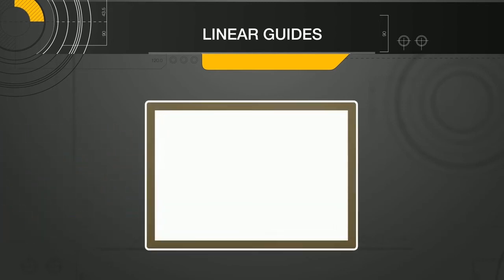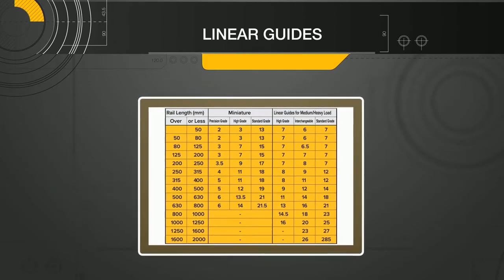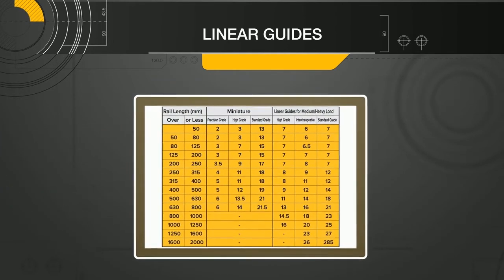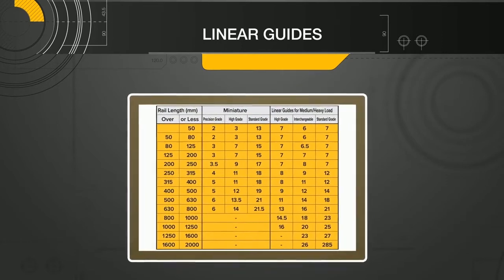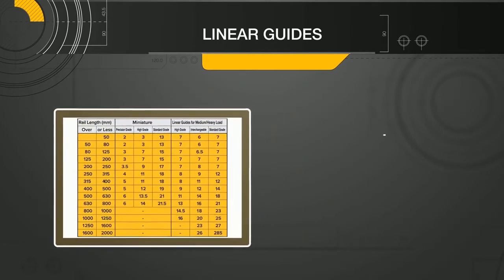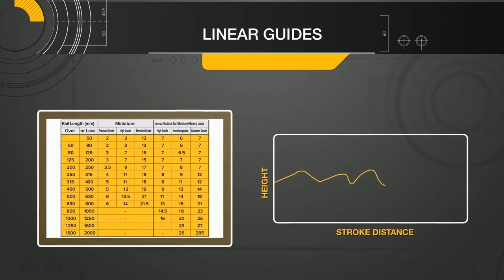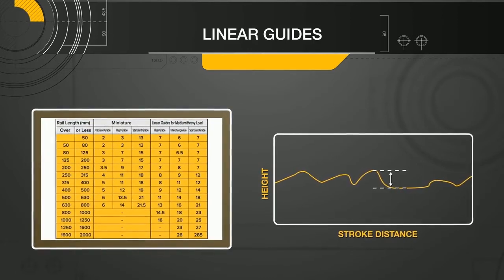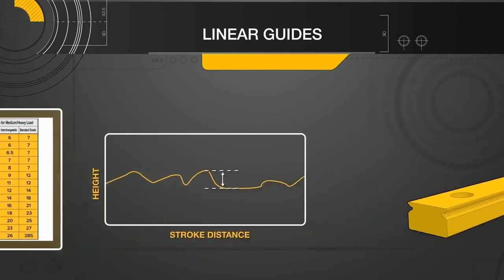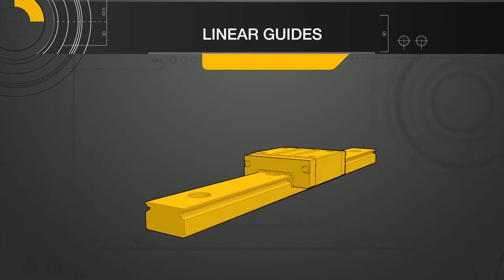The running parallelism will be listed in the maximum allowable variance between the datum surfaces with the value dependent on the accuracy grade. Combined with the accuracy of the mounting surfaces, this spec will determine the running accuracy of the machine. One specification that is not covered by any accuracy grade is straightness of the rail.